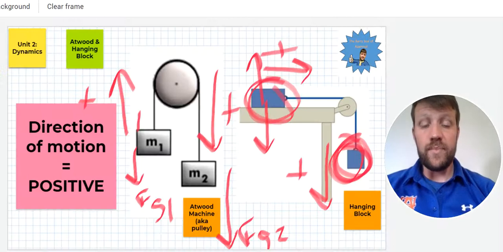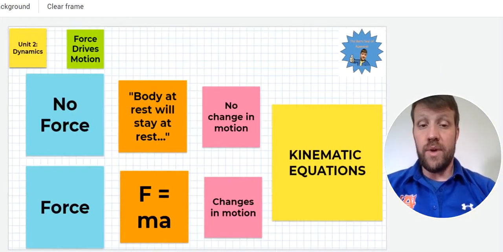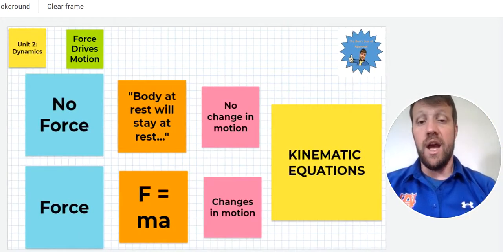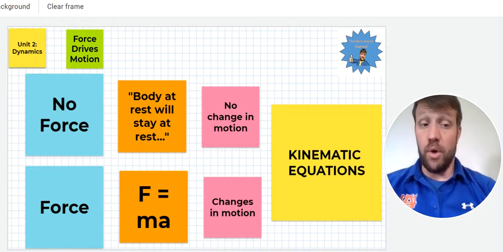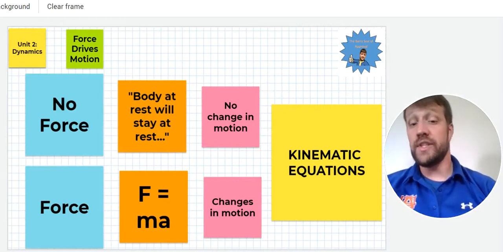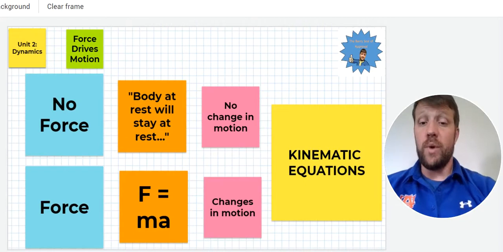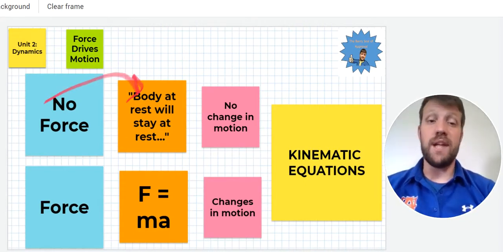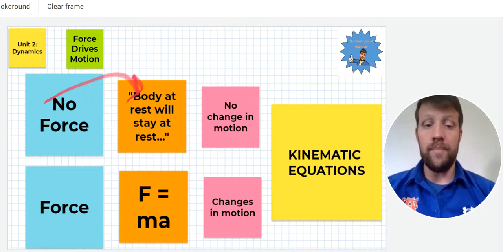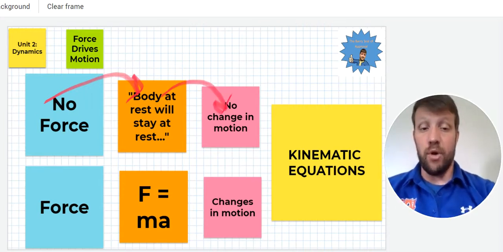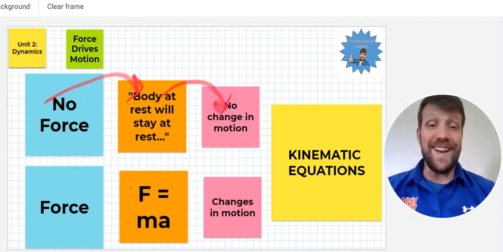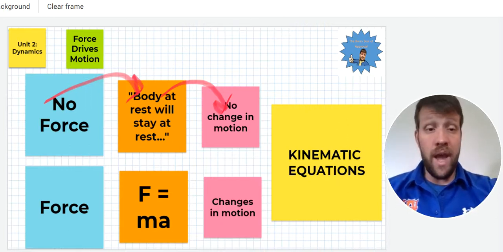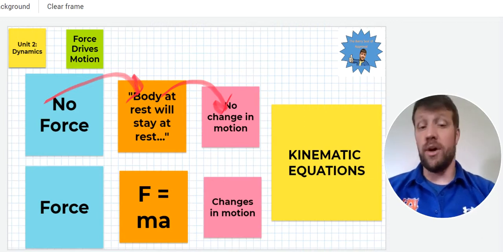Okay? So flipping back over finally to our last slide here, a reminder that force drives motion, and that's why we did kinematics first and dynamics second here, okay? With no force, we've got our situation where a body at rest will stay at rest and so forth, Newton's first law, and so thus there will be no change in motion. This is why you've probably heard an object in space, if it were moving forward, is going to continue to move forever until it interacts with gravity or some other force.